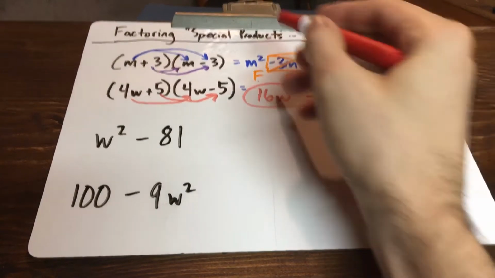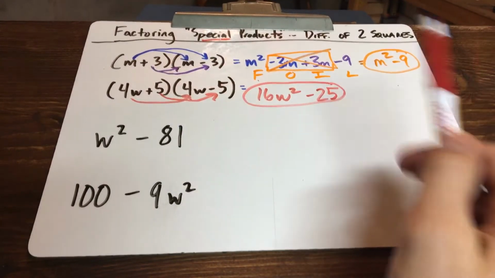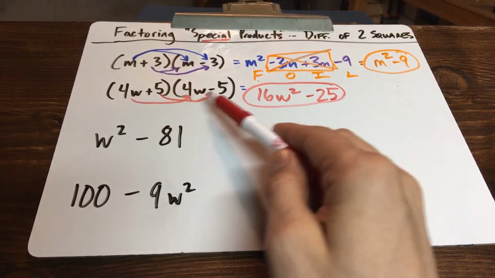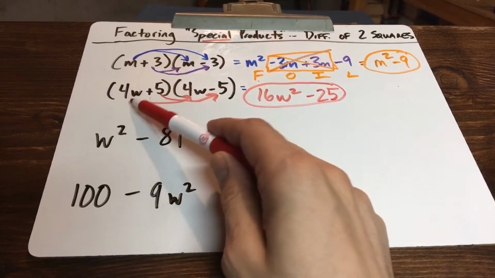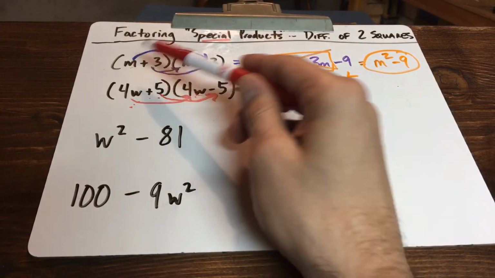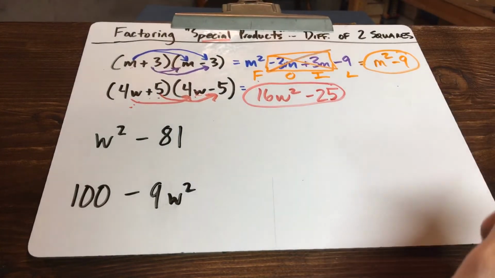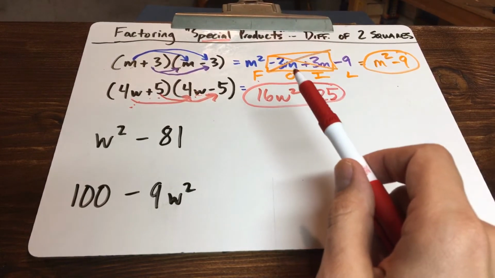Now, this is a special situation because it only happens in questions like this, where the two parentheses are perfectly identical with only one exception. One has a plus sign and one has a minus sign. But like the terms are the same, 4W and 4W, 5 and 5, M and M, 3 and 3. It just happens that one has a plus and one has a minus. So that's what we did earlier in this chapter.